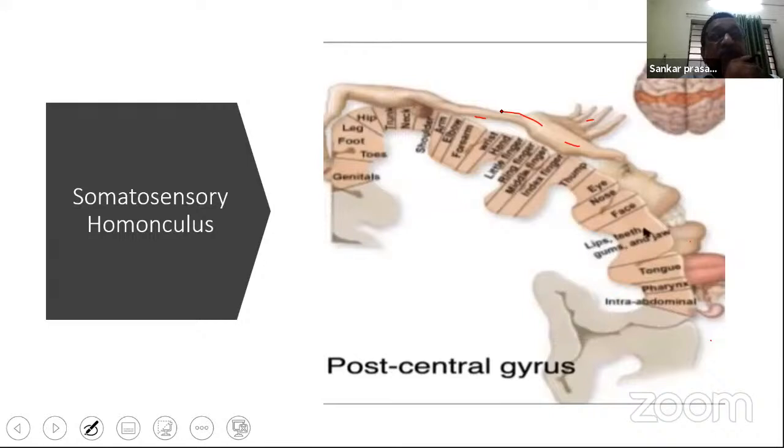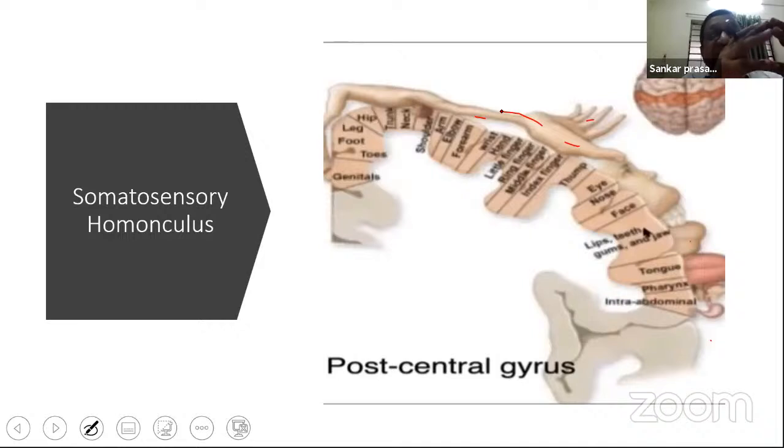You ask him to close his eyes. You put a coin and ask him to identify that coin. That is stereognosis. So all these three things, the graphesthesia, 2 point discrimination, and stereognosis, they are affected in cortical dysfunction. That means the crude sensations of touch, pain, temperature, proprioception, everything is normal.